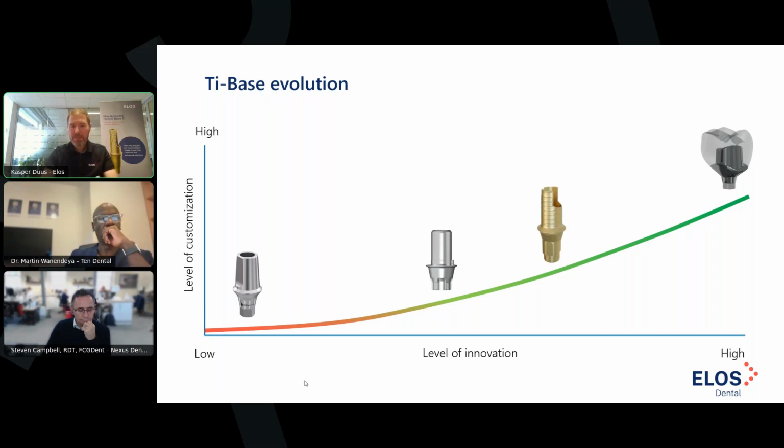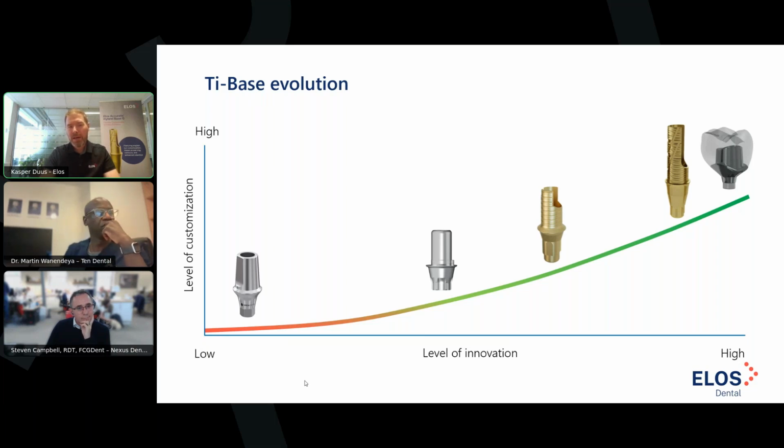The next iteration could be tie bases, hybrid bases with a higher chimney, mechanical retention for bonding, angulated screw channels, and so forth. But still, we have a higher level of customization, and the innovation is going up. What we wanted to do with the hybrid base G was basically to come closer to a customized abutment. I know, Martin, you'll touch a little bit on that later and have some good feedback on that.